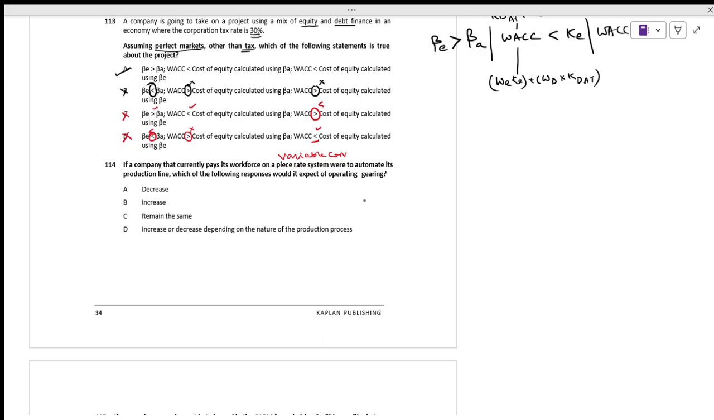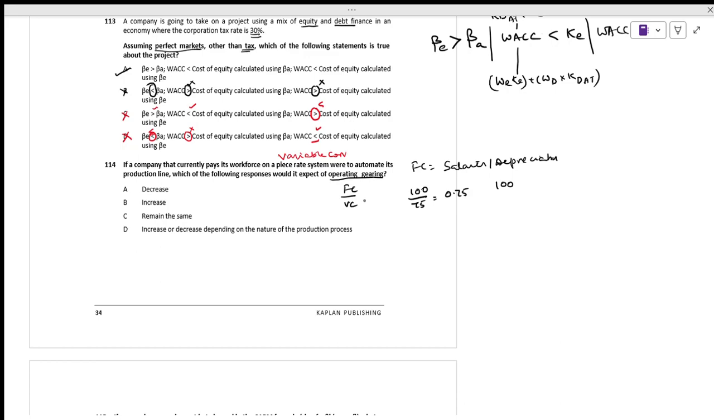Whereas fixed cost is the salaries component, fixed cost is the depreciation component. Variable cost is the variable piece rate system. To automate production, which of the following responses do you expect for operating gearing? Operating gearing is nothing but fixed cost divided by variable cost. Automatically variable cost will decrease. 100 divided by 75 comes to almost 0.75, if variable cost decreases, is it right?